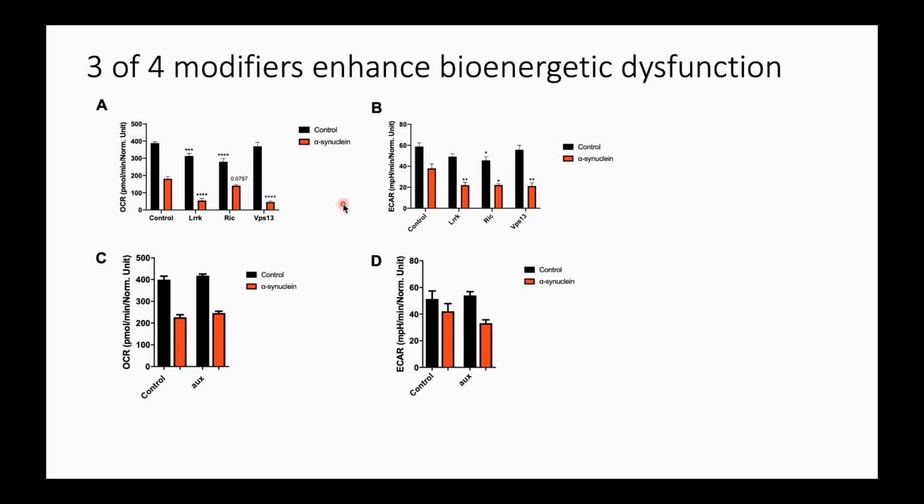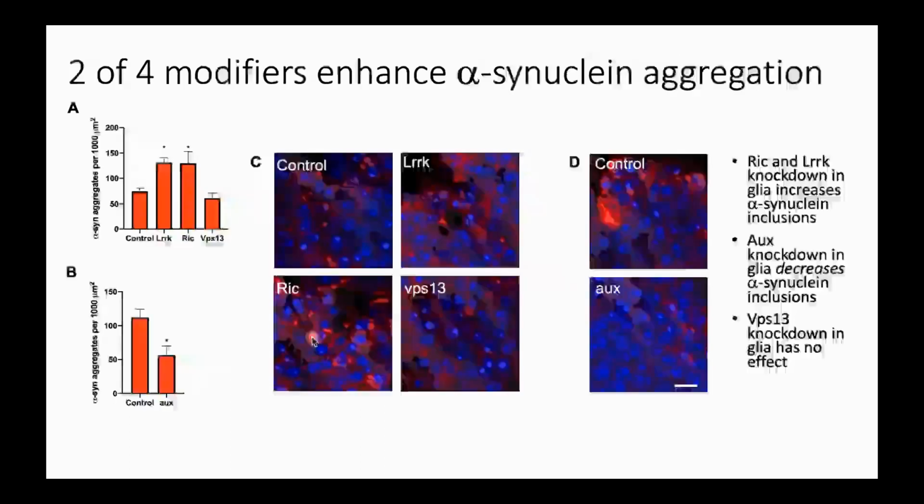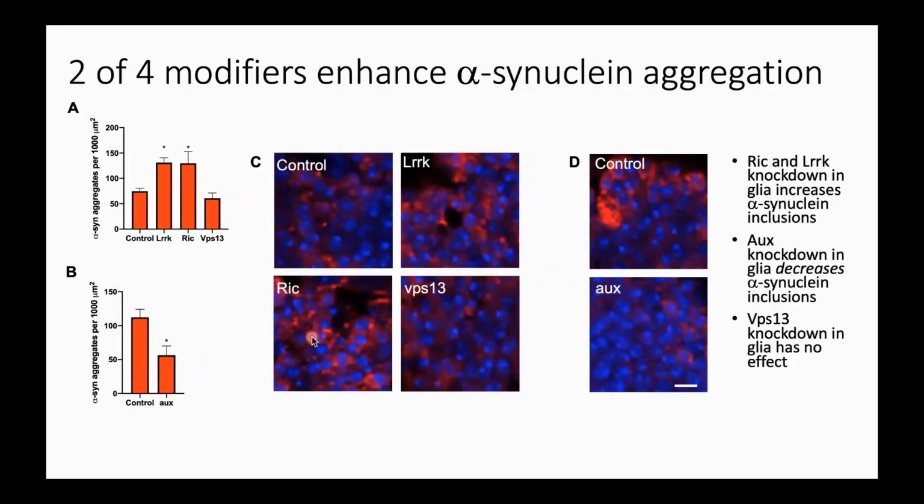So here I'm showing you some bioenergetic data, using a Seahorse machine. What we can see is that 3 out of the 4 genes actually impair the bioenergetic status of the brain, but one of them, OX, does not. If we then look at alpha-synuclein aggregation, there's further divergence. Two of the glial modifiers, LRC and RIC, increase alpha-synuclein aggregates, whereas VPS13 had no effect. And OX, interestingly, actually decreases alpha-synuclein aggregates compared to its appropriate genetic control.